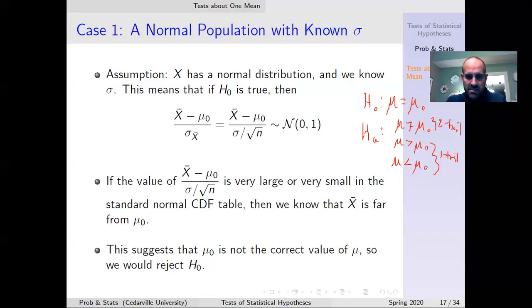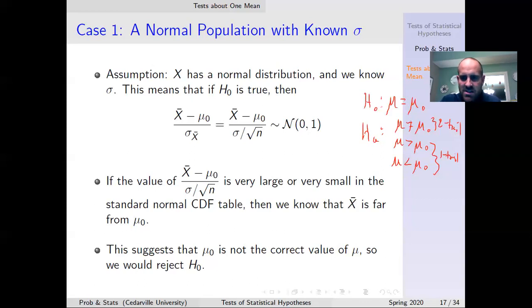If the value of that thing is really large or really small in the standard normal table, then you know that X bar is far away from the mean, okay? Which means you're in a really unlikely situation. This suggests that the assumption that mu is equal to mu0 is incorrect. So you would tend to reject the null.